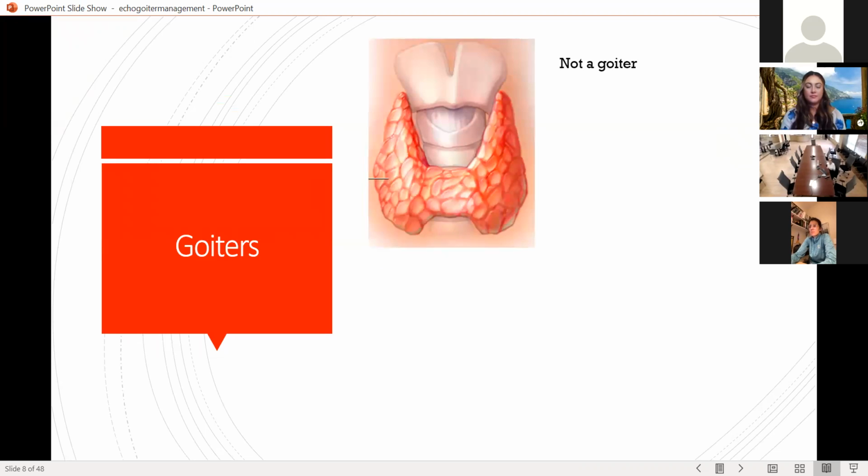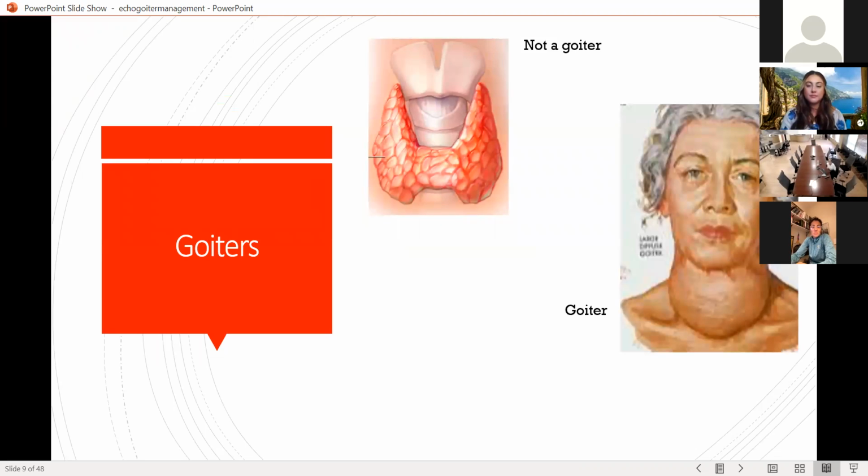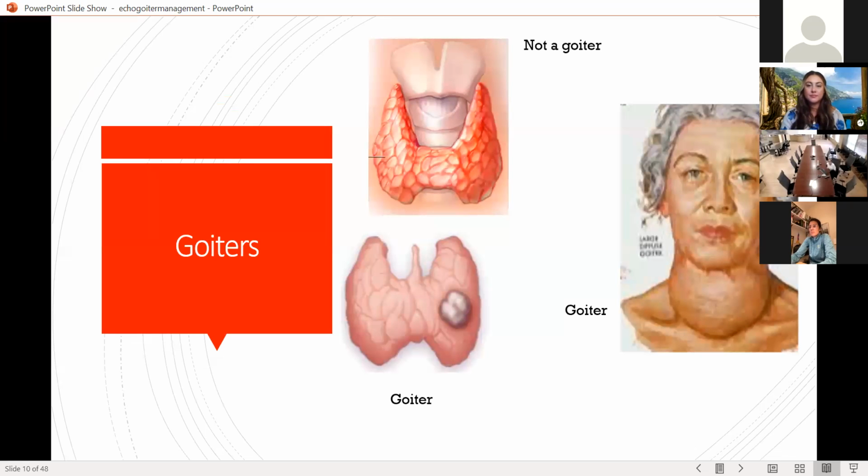Next slide. So this is not a goiter. This is a normally shaped, normally sized thyroid gland, no lumps or bumps on it. Next slide. This is a cartoon drawing of a very large thyroid gland. This would be called a goiter. Next slide. This would be called a uninodular goiter, and the thyroid overall can be normal size, but with that one little bump, it gets that term.